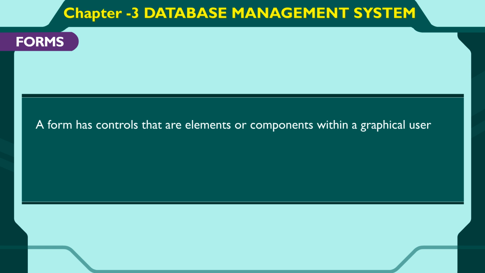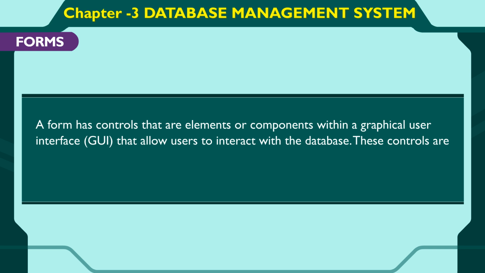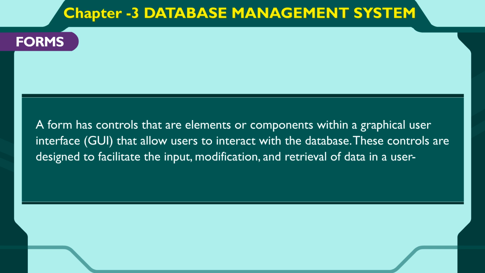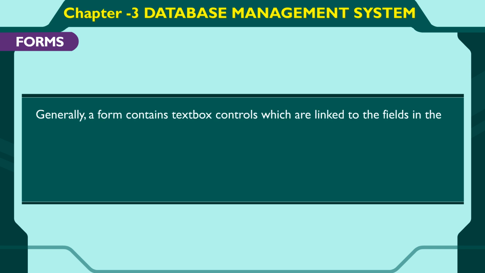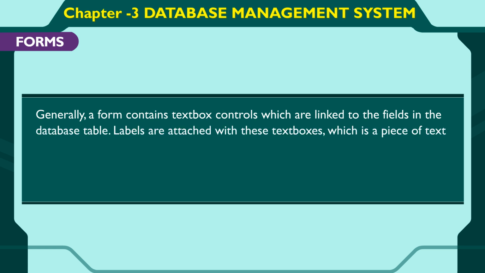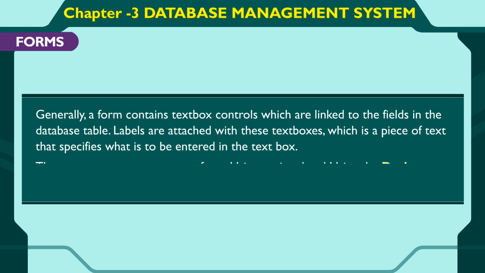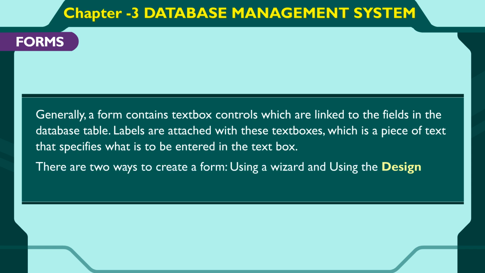A form has controls that are elements or components within a graphical user interface (GUI) that allow users to interact with the database. These controls are designed to facilitate the input, modification, and retrieval of data in a user-friendly manner. Generally, a form contains text box controls which are linked to the fields in the database table. Labels are attached to these text boxes, which is a piece of text that specifies what is to be entered in the text box. There are two ways to create a form: using a wizard and using the design view.